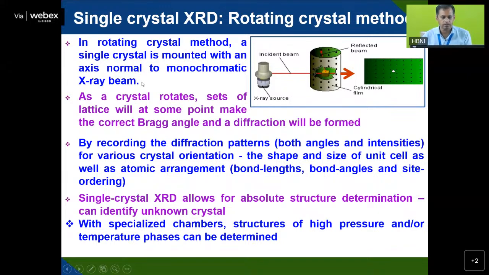In the rotating crystal method, a single crystal is mounted with an axis that is normal to the monochromatic X-ray beam. The crystal keeps rotating inside the X-ray machine. When the crystal rotates, a set of lattice points that satisfy Bragg's law will diffract the X-ray beam and you will get a diffraction pattern. By recording the diffraction pattern, both angle as well as intensity, at various crystal orientations, the shape and size of the unit cell as well as atomic arrangement, like bond lengths, bond angles, and site ordering, can be measured.